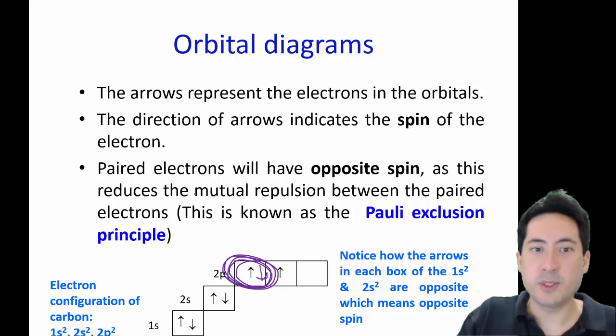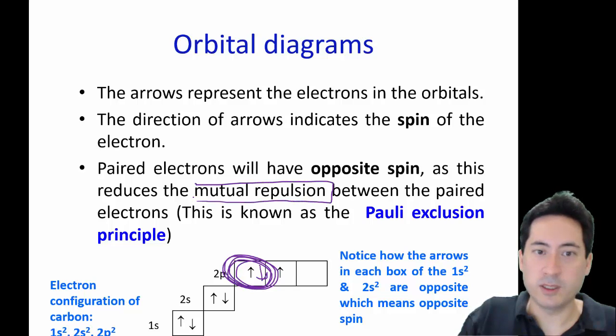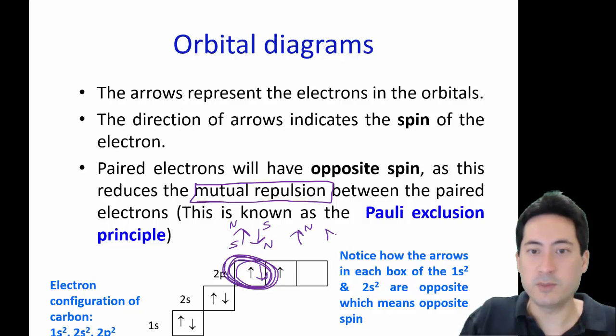Please make sure you are familiar with this term, mutual repulsion, because that will be quite helpful in the next unit. And so that's decreasing the mutual repulsion from each other, pretty much just like magnets. Think of them as north and south. It's more stable if they're in this formation rather than repelling each other in this formation.